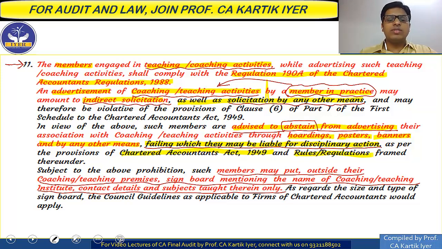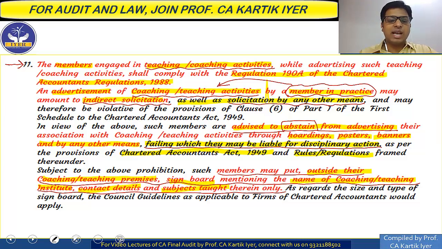Next, now they have given some leeway here. Let's see this. It's a good balance that ICAI has maintained by putting this up. Subject to the above prohibition, such members may put outside their coaching or teaching premises a signboard mentioning the name of the coaching or teaching institute. They can do that. Contact details they can provide. Subjects taught therein only they can provide. So whatever they are teaching, they can provide as a board which is only outside the teaching or coaching premises. Okay.